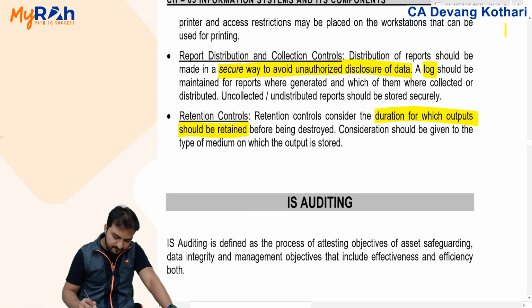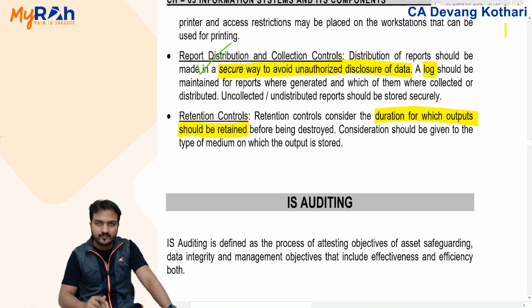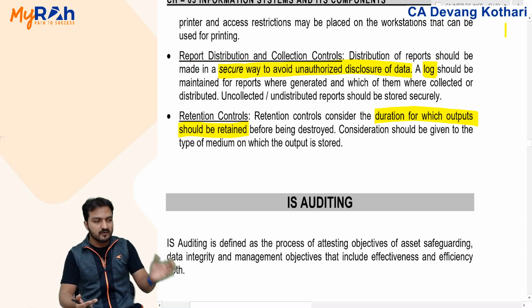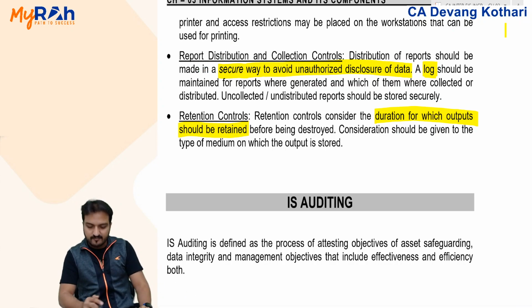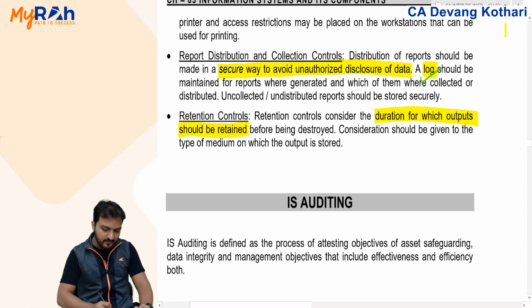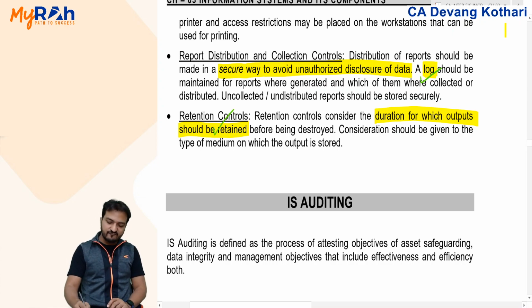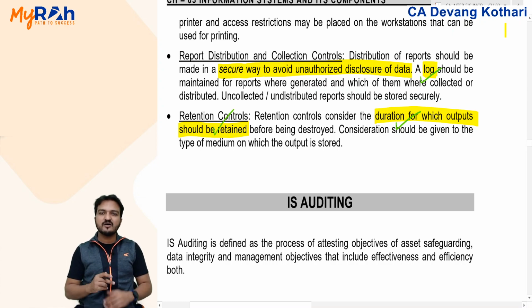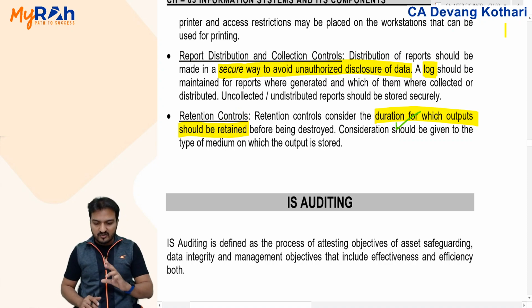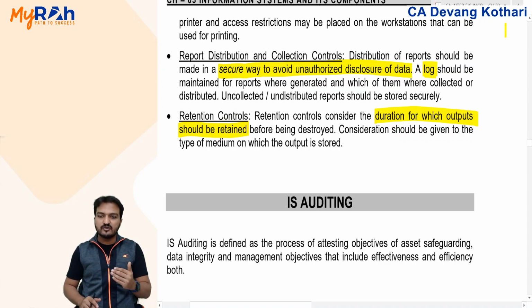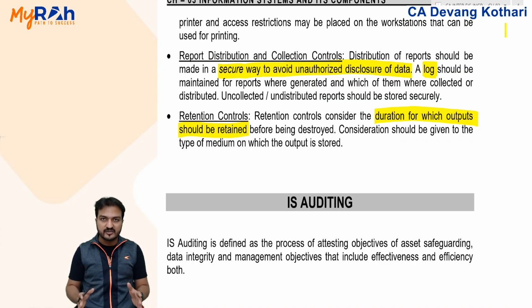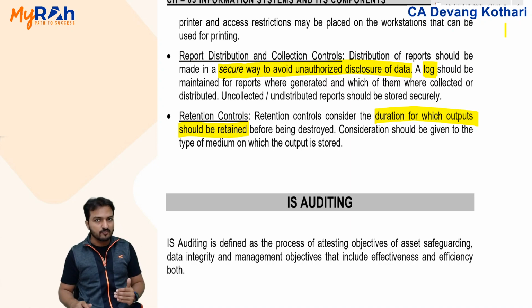Report distribution and collection controls. Report distribution should be done immediately, and it should be collected by the relevant person immediately. Plus it should be mentioned in the log. Retention controls refer to the duration for which outputs should be retained. Whatever output is generated should be retained for a limited duration, after which it should be destroyed so that nobody can misuse it.